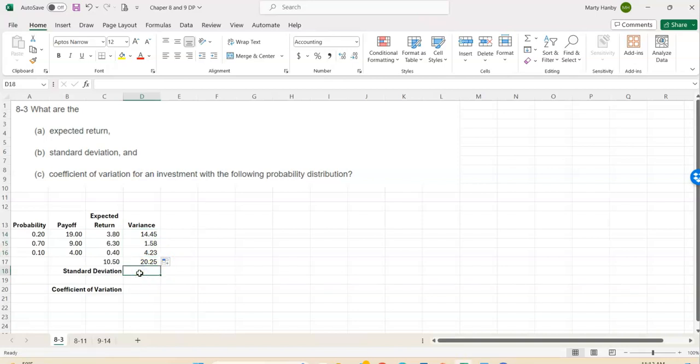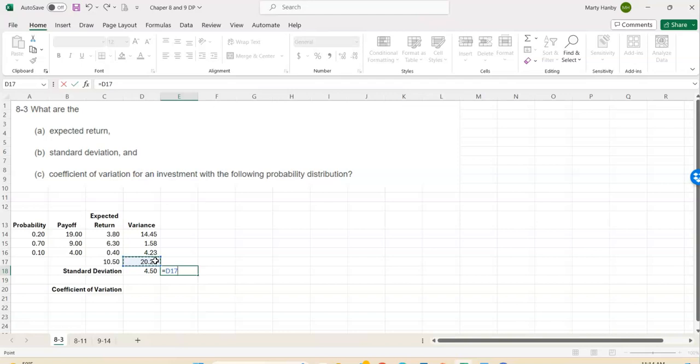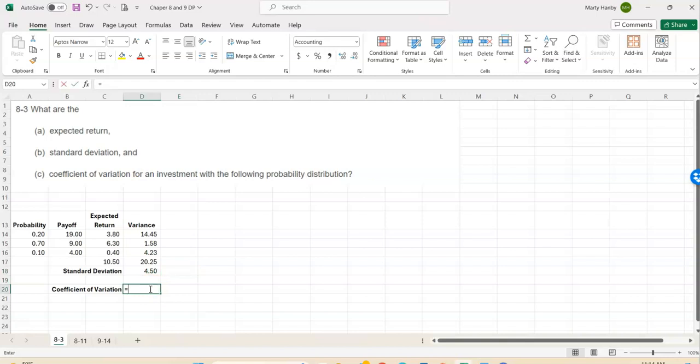Now my standard deviation is the square root, so equals SQRT, and I just highlight that. The other thing I can do is simply take the variance, use the caret again, and take it to the 1/2 power. That is the same thing as the square root. So 4.5%. Now my coefficient of variation is simply my standard deviation divided by my expected return.